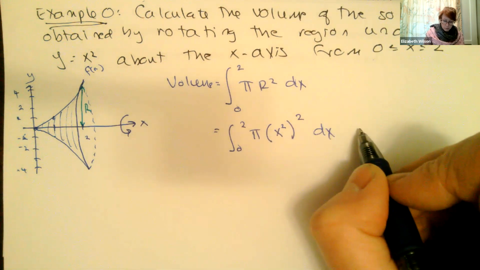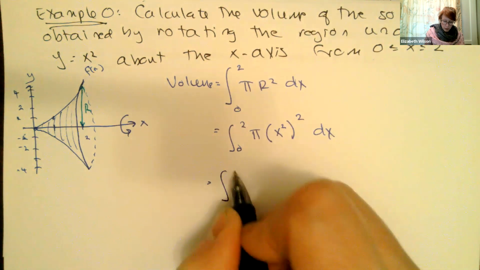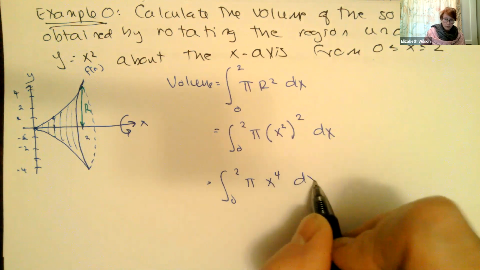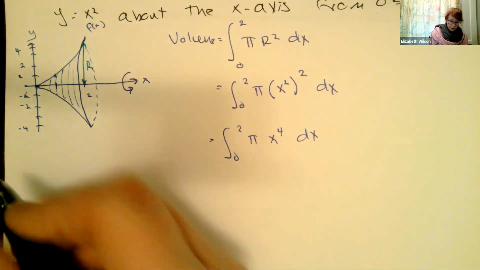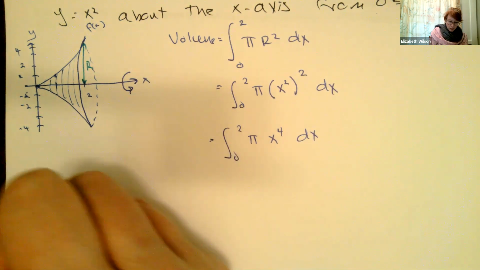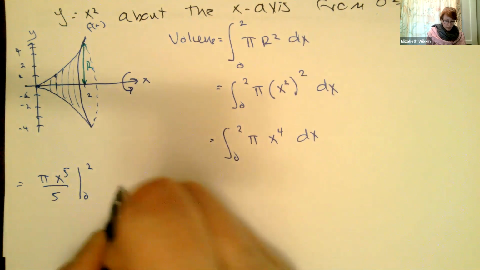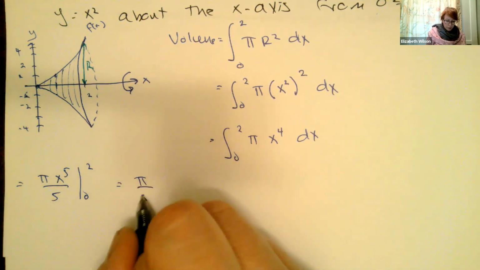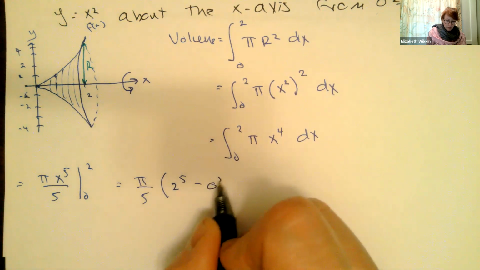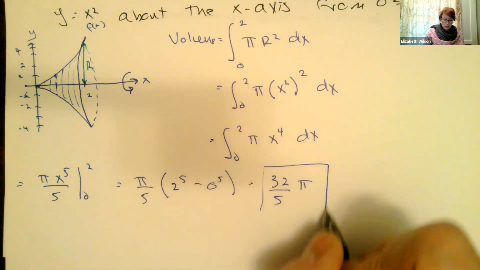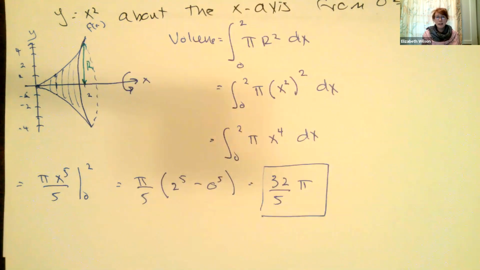Okay, which is equal to pi. Remember, x squared, I multiply these exponents. This becomes x to the 4th, which now I can just do my power rule when I integrate. So I'm going to get pi x to the 5th over 5, and I'm going to evaluate that from 0 to 2. Okay, pi over 5, 2 to the 5th minus 0 to the 5th equals 32 over 5 times pi. That's my volume of this bell-like shape that results when I revolve y equals x squared around the x-axis going from 0 to 2.